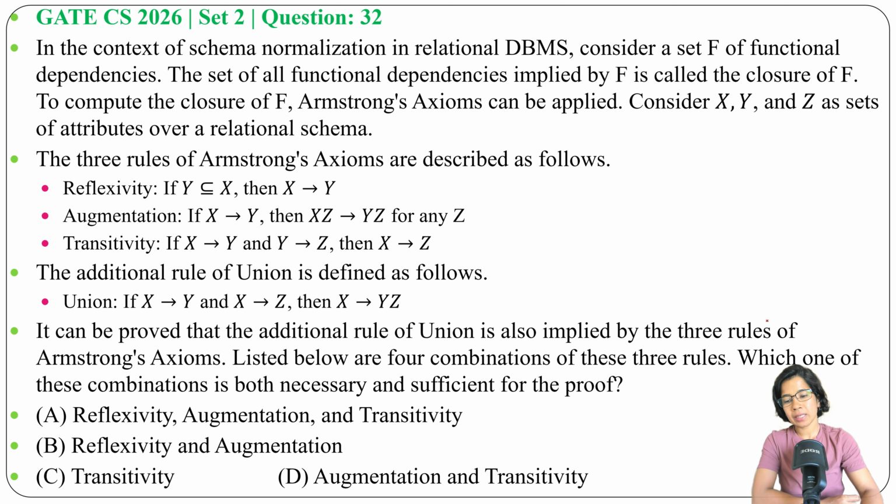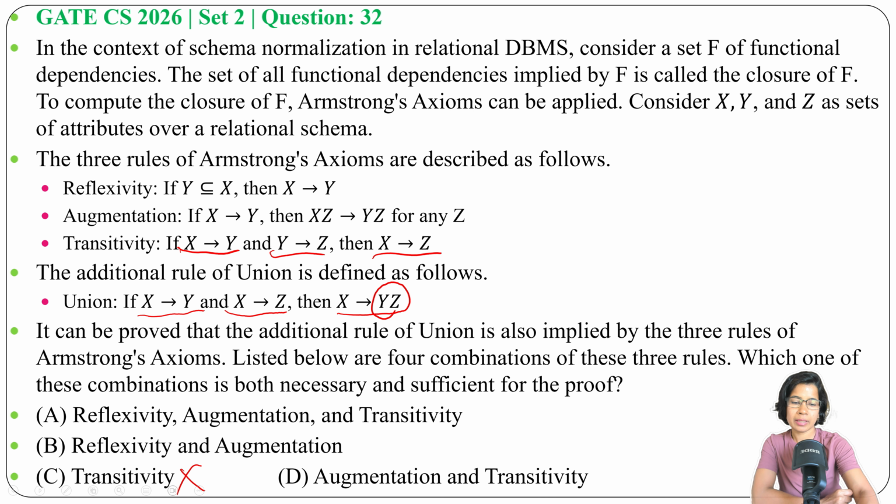Here the minimum is option C, that is transitive. X implies Y, Y implies Z, means X implies Z. So can we obtain union from transitive, like X implies Y, X implies Z and X implies YZ? No, we cannot obtain union from transitive, hence option C is false.